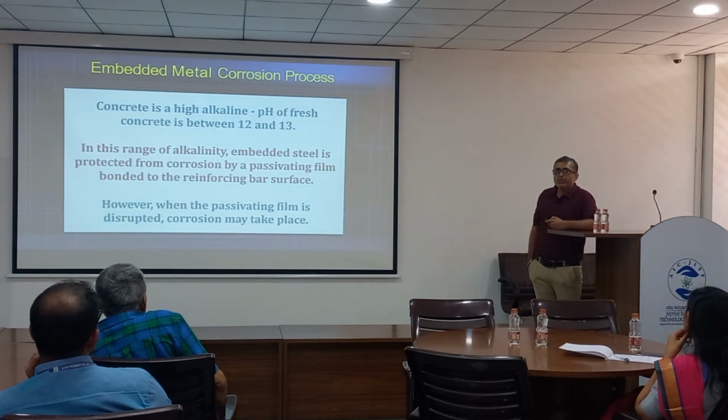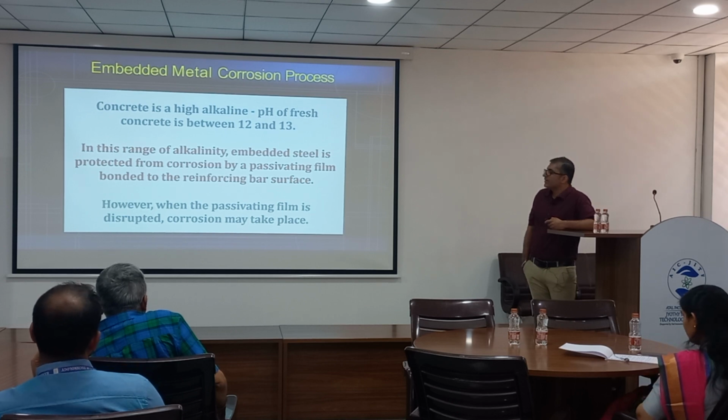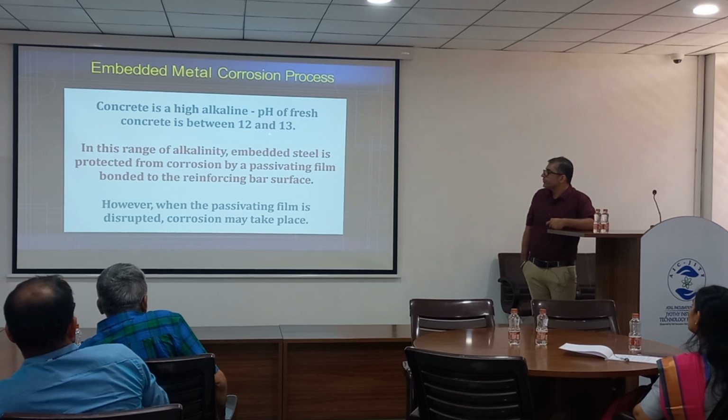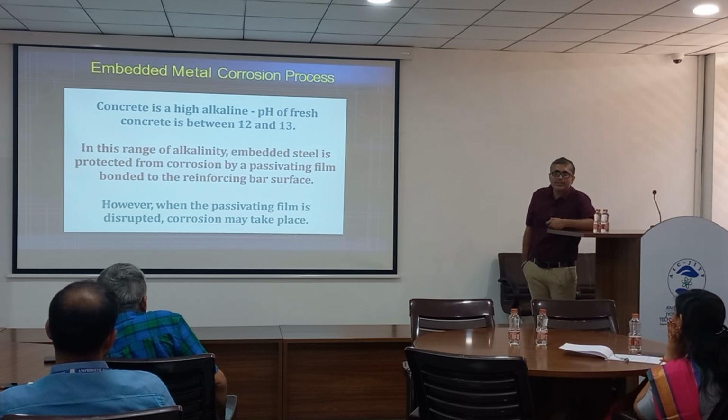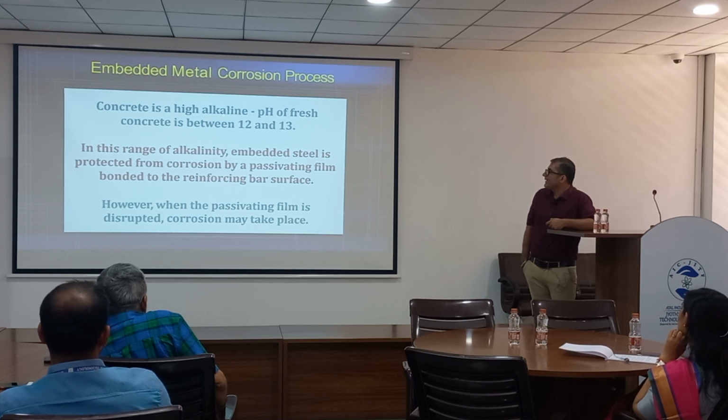I'm sure people would have come across this concept. Concrete is a very highly alkaline material. I'm sure you will agree with this. Generally, the pH level inside the concrete is in the range of 12 to 13. The main reason behind this is the presence of what? Can anybody guess which constituent is responsible for it? Calcium hydroxide, which is a byproduct of the cement hydration process, is responsible for maintaining high alkalinity.